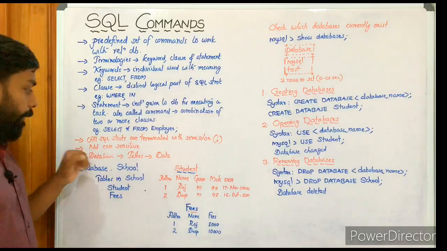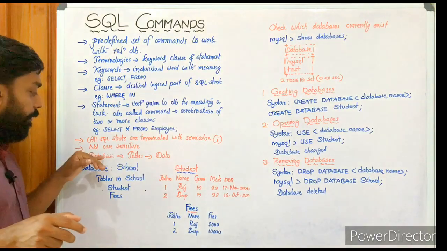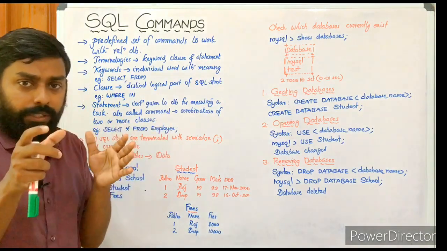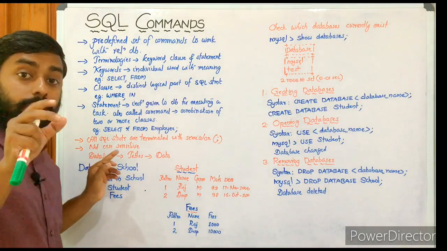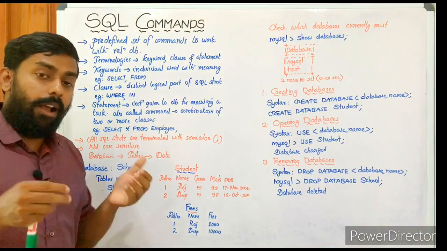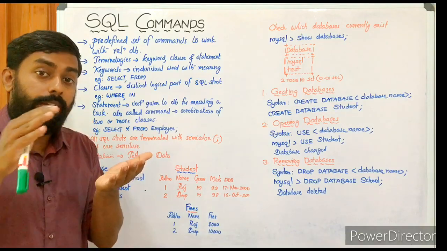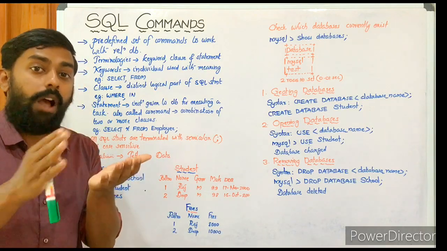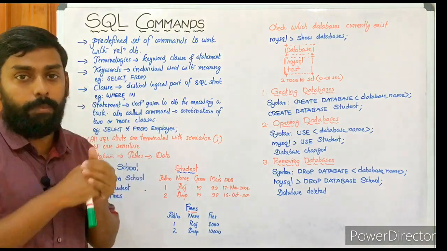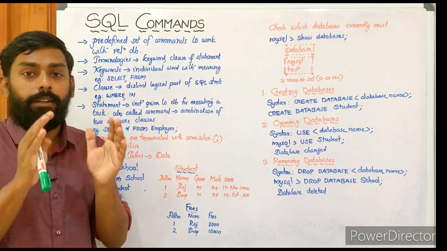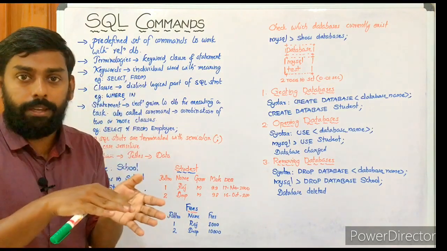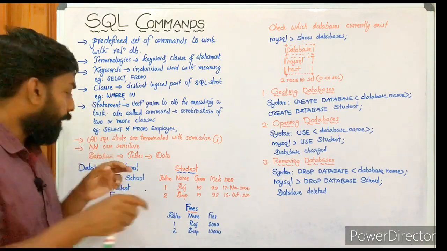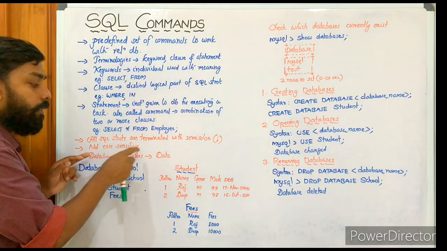Now we are going to the implementation part. Here you can see database, tables, data. It's a connectivity statement. First we are creating a database, and after creating a database, you can create tables on that database. After that you can start inserting data values into those tables. That is the connectivity statement: database, tables, data.